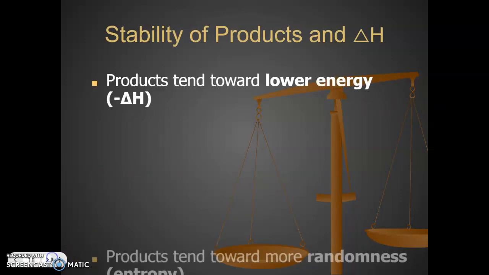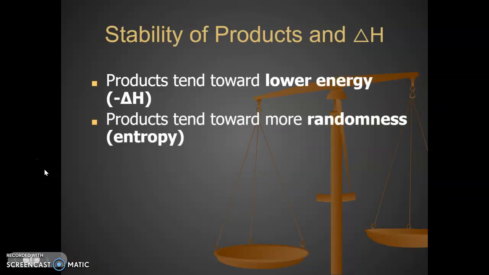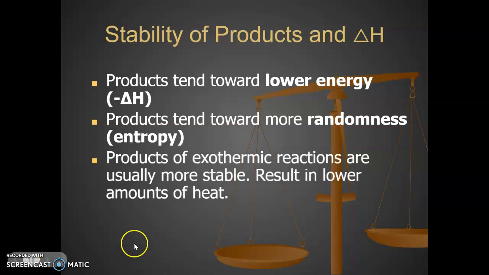Okay. So products tend towards lower energy, a negative delta H. So in a lot of reactions, we're actually going to see that it's exothermic. And they tend towards more randomness, so increased entropy, and that's just a law of nature. That's what happens. So products of exothermic reactions are usually more stable, and they result in lower amounts of heat.